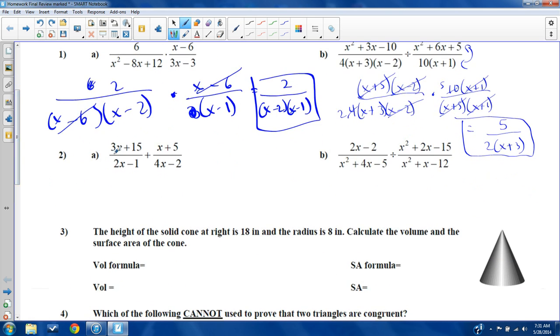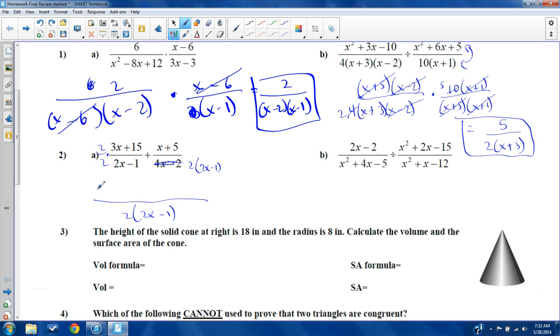Number 2, adding. We need to find common denominators here. So to find a common denominator, it looks like this guy, 4x minus 2, is the same as 2 times 2x minus 1. So what I need to do in common denominator here is multiply this by 2 over 2. I can't change the number. 2 over 2 is 1, so I'm really multiplying by 1. But in doing so, I can get a common 2 times 2x minus 1 on the bottom.